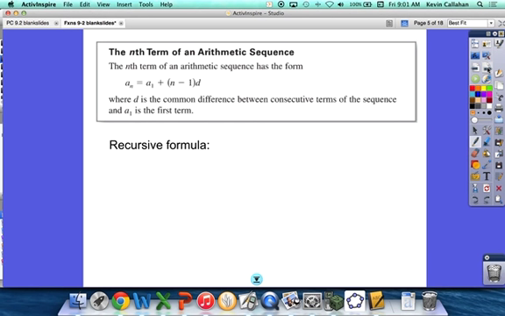Now in Algebra 2, when you did this last year, that was the one we referred to as the explicit formula for the nth term of an arithmetic sequence. So this is the explicit formula.